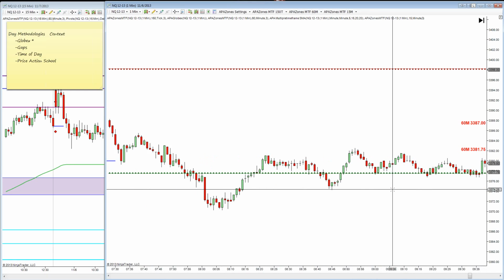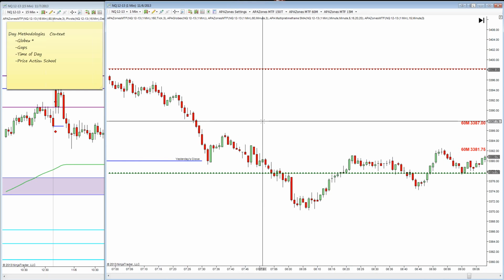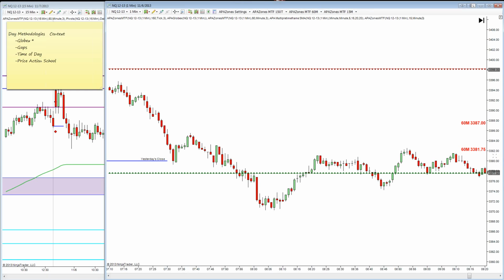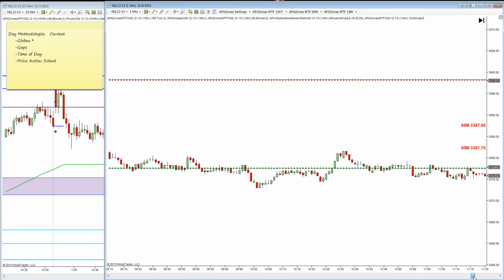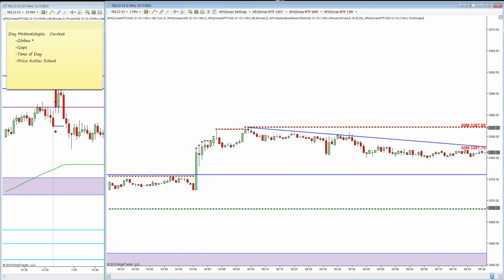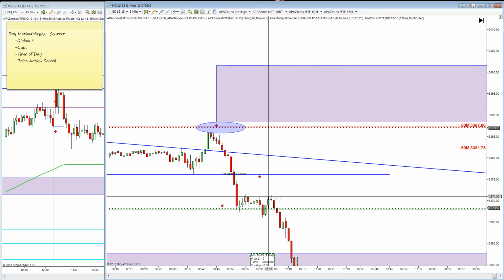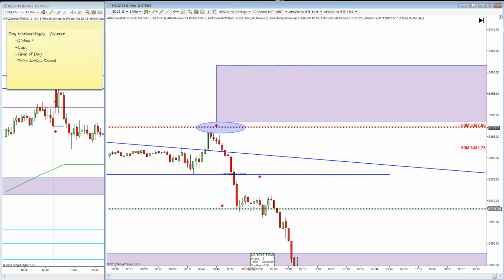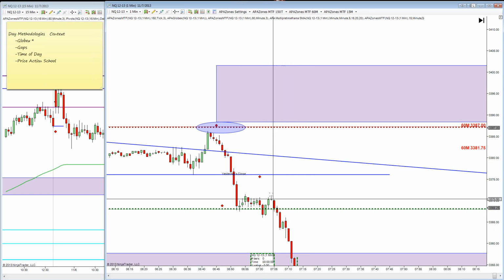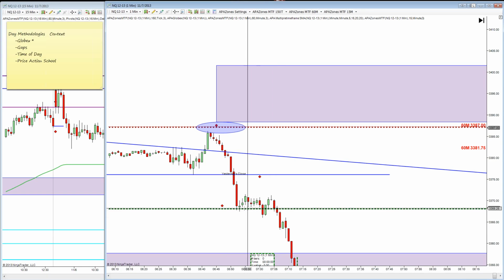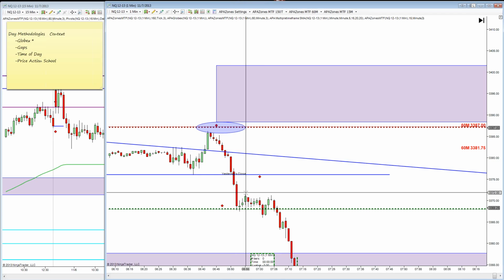So, but it does help me, it just gives me a little bit of context, because like today, when we broke the level, we came down to the level and stuttered around it, and then boom, boom, boom, boom, boom, like really gave some good follow through there. But you can kind of see, like, I feel like this was a Globex low retest of that level there.